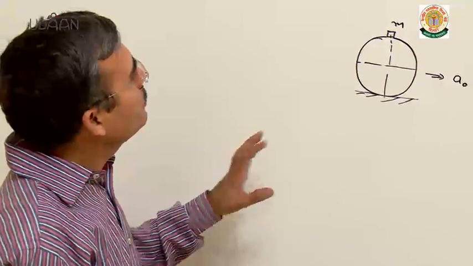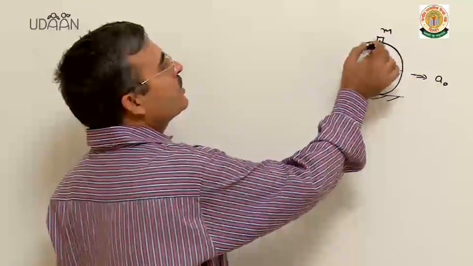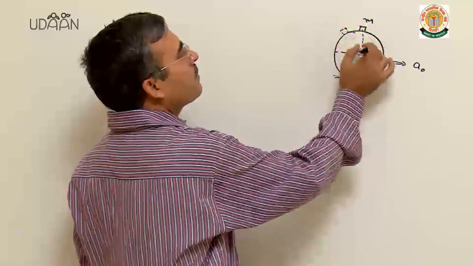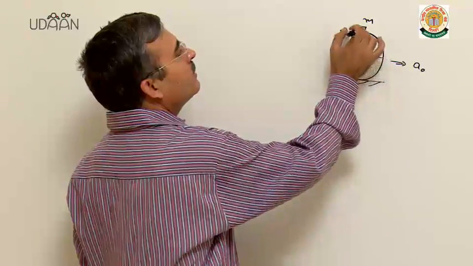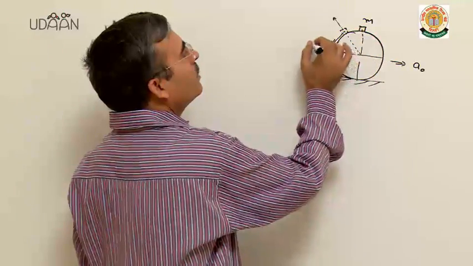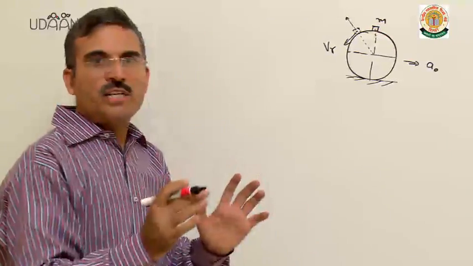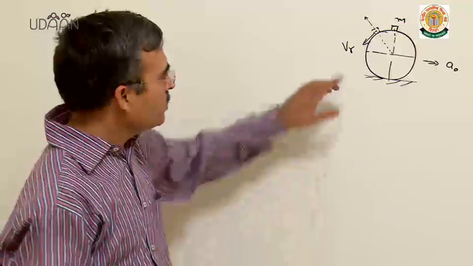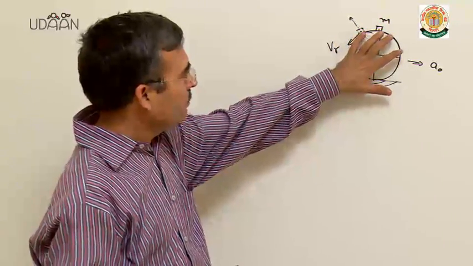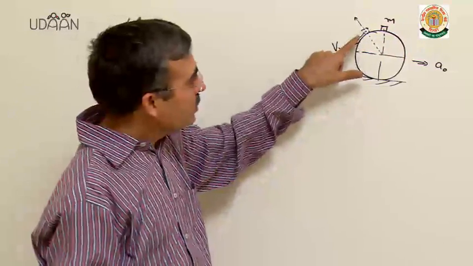Now question is, when it slips, suppose it comes to this position, at that position we have to find the velocity of the block with respect to the sphere. Okay children, its velocity with respect to that sphere, not with respect to the ground, but with respect to the sphere, you have to find.